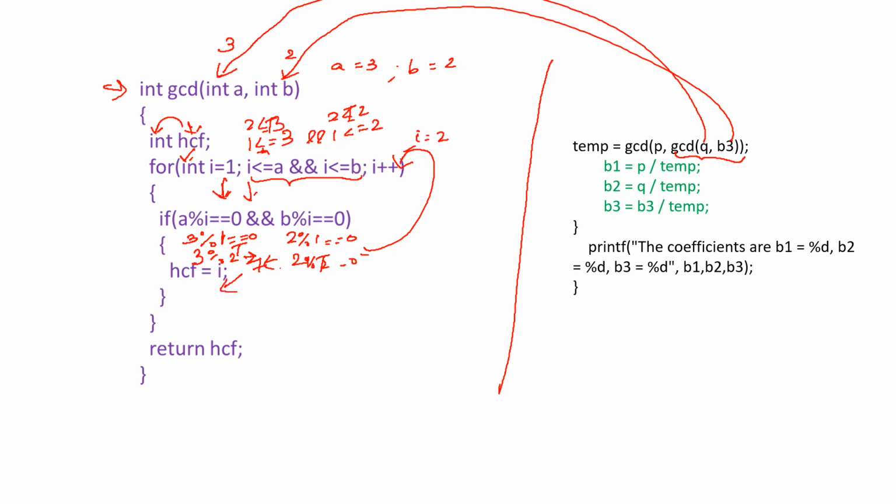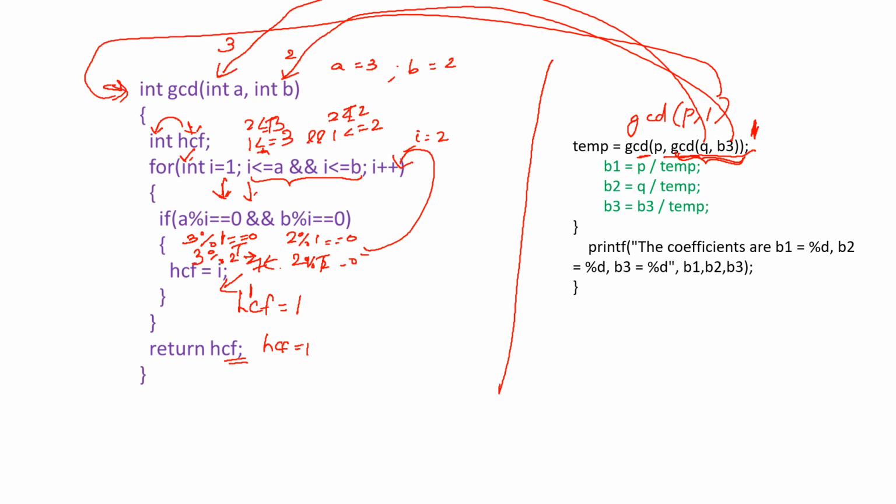Now HCF is equal to I. What is your HCF? I is equal to 1 only. So HCF will be maintained as 1. Now return HCF. It will come out of the loop. It returns the value. HCF equal to 1 will be returned to your GCD of Q comma B3. Now this will be replaced by the value 1. Right? HCF value will be replaced. Now again it is a function call, GCD of, what will be this step now? GCD of P comma 1. Again the control will come here, again it executes the same steps.